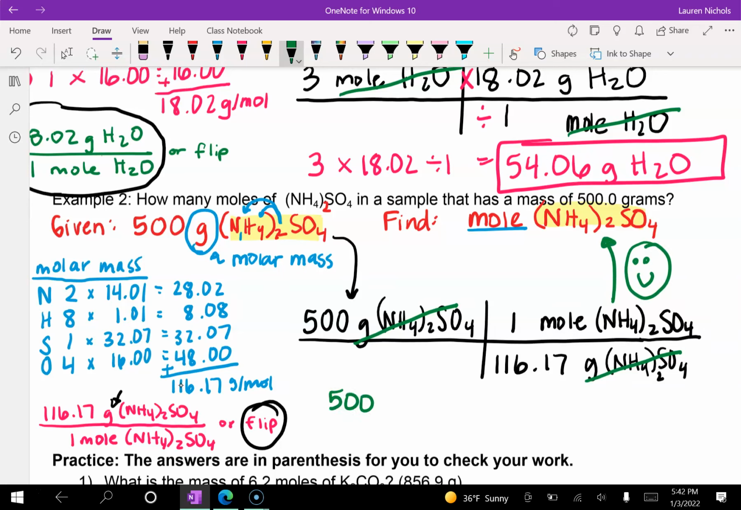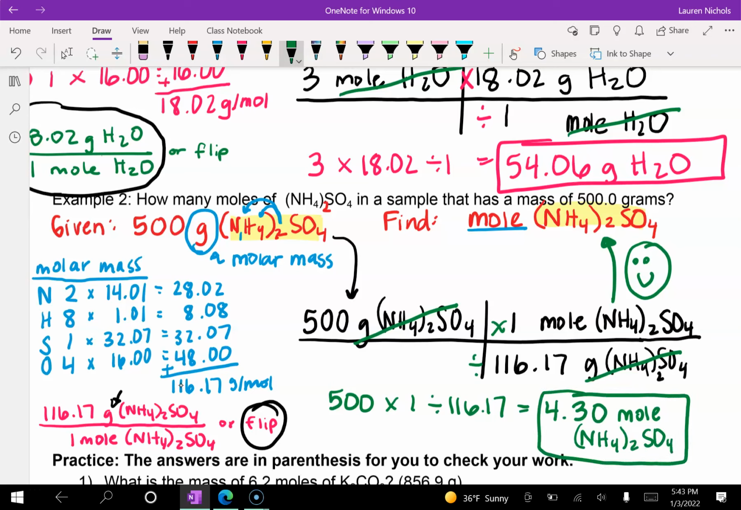So it means we can put this in our calculator. So we have 500 times 1 divided by 116.17, because remember, we multiply by what's in the numerator and divide by what's in the denominator. And so when we put this in our calculator, remember we always put the number we're given first, and we should get 4.30 moles, because moles is the remaining unit, moles of ammonium sulfate as our final answer.